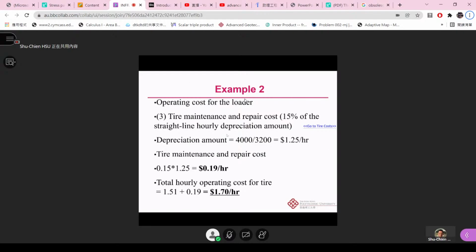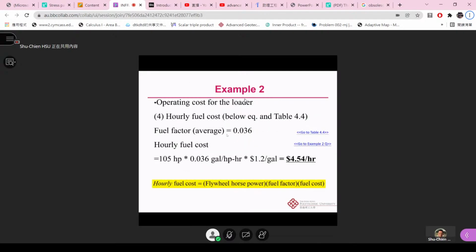All right, so this is for the tire cost. And the following is about the hourly fuel cost. We can get a fuel cost, which on average is 0.036, also based on the assumption. For the hourly fuel cost, we know the horsepower, we know the fuel factor, and we also know the fuel cost. Then we have 105 times 0.036 and also times 1.2. We got 4.54. This is the fuel cost per hour.